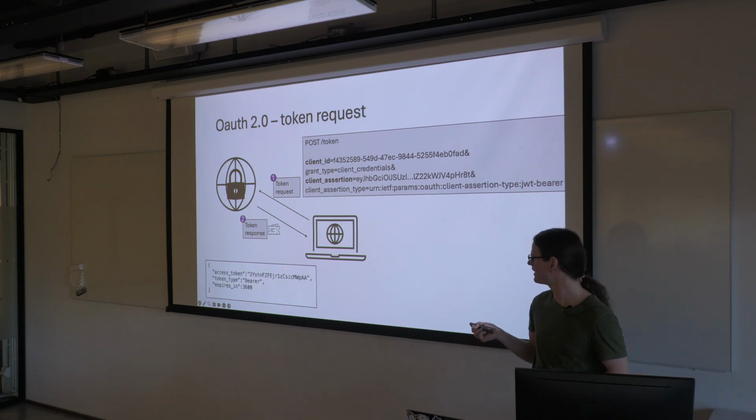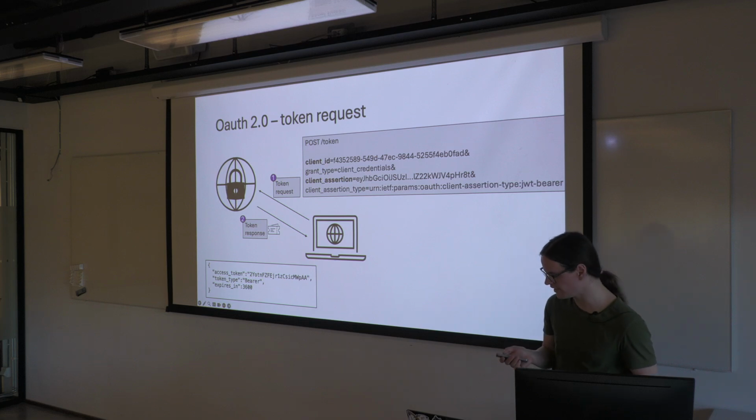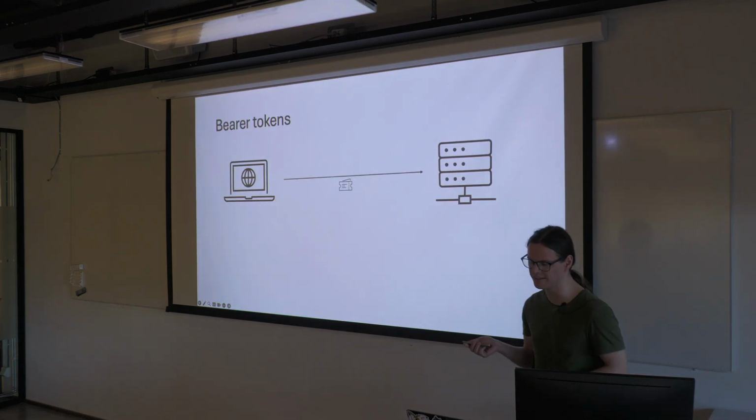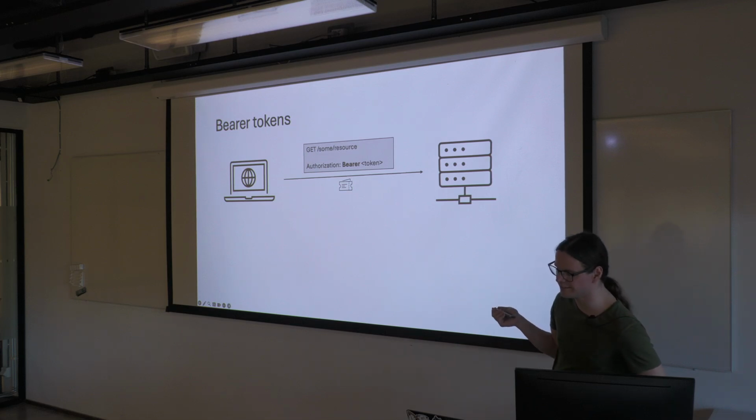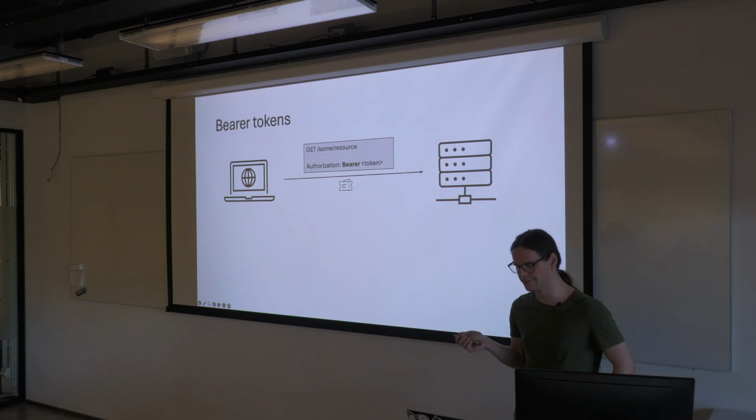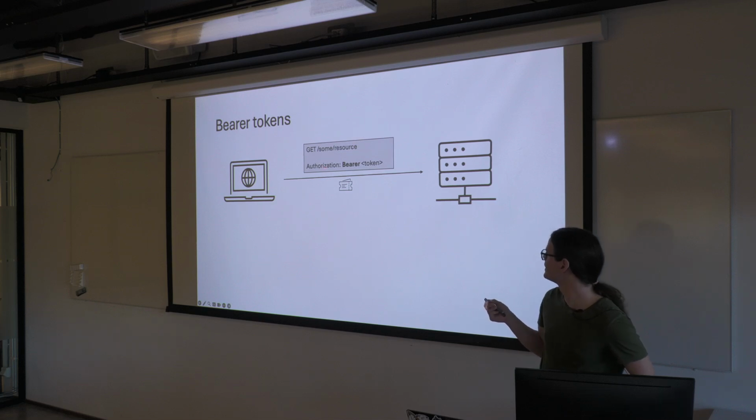And back we get a token response that looks like this. So we have an access token. We tell the client what type of token it is and when it expires in seconds. So let's take a little look at that actual token. And here we use it to call the resource server or the API if you want to. And we put it in the authorization header, and we tell the API that this is a bearer token.